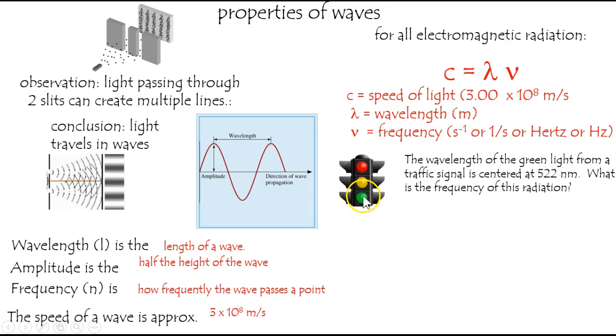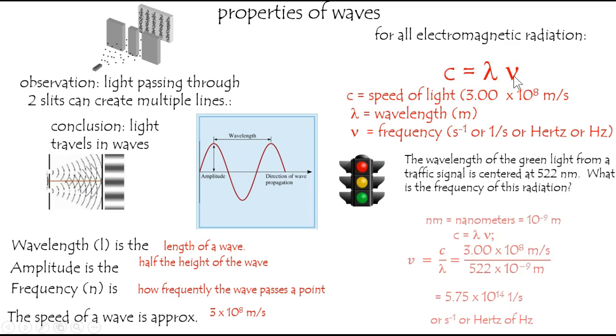For example, what is the frequency of green light that you may see at a traffic light? Well, we can convert these nanometers into meters because we are going to have to cancel with our meters here. So we can simply call this 522 times 10 to the minus 9th meters. I would rearrange this equation to solve for frequency, and I would plug in. There it is right there.